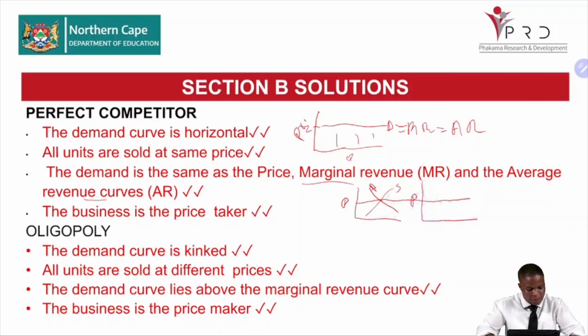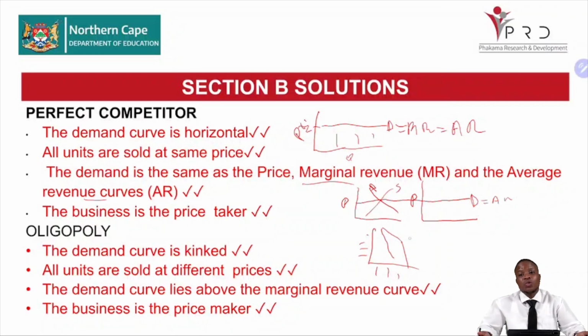Let's look at oligopoly. The demand curve for oligopoly is a kinked demand curve. All units are sold at different prices. Remember, it is a kinked demand curve. All these units here are sold at different prices. The demand curve lies above the MR curve. So here you'll have what? Your MR is not the same as here. Here D is equal to AR is equal to MR. However, with this one, the MR lies below and the demand lies above.